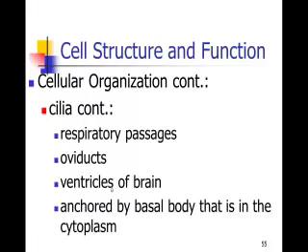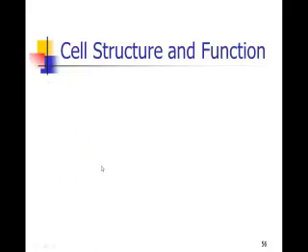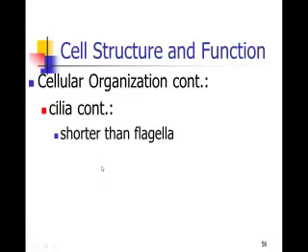And the cilia are anchored by a structure called a basal body, and that's in the cytoplasm, and it does have those microtubule doublets running through it. So in the respiratory passages, the cilia move mucus, and in the oviduct or uterine tubes, they move the ovum toward the uterus, and then in the brain they move the cerebrospinal fluid. Cilia are typically shorter than the flagella.